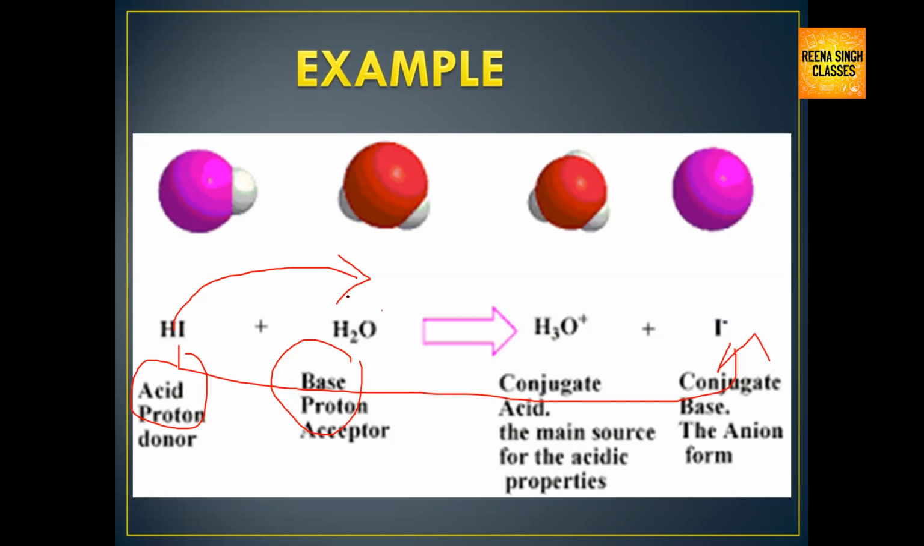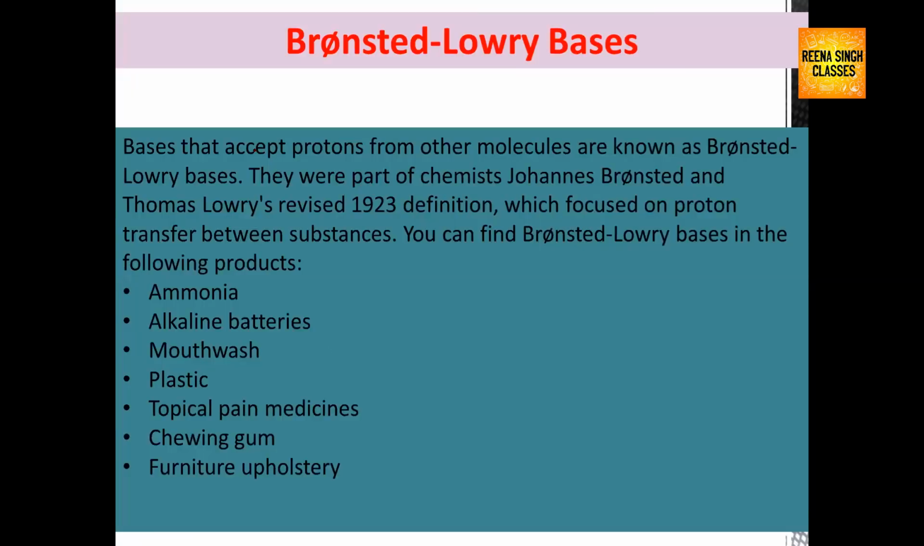Now H2O is a base and it accepts a proton. So its pair is H3O+. H3O+ is the conjugate acid of the base water. A few examples of Bronsted-Lowry bases are ammonia, alkaline batteries, mouthwash, plastic, tropical pain medicine, chewing gum, furniture, upholstery.